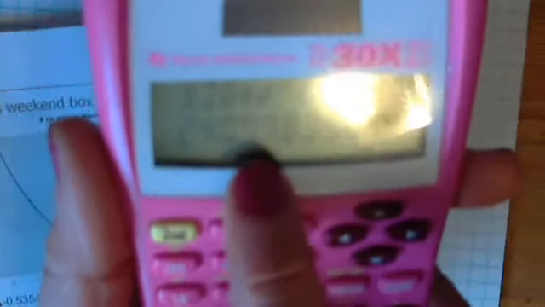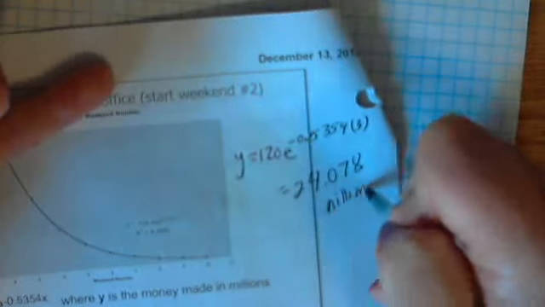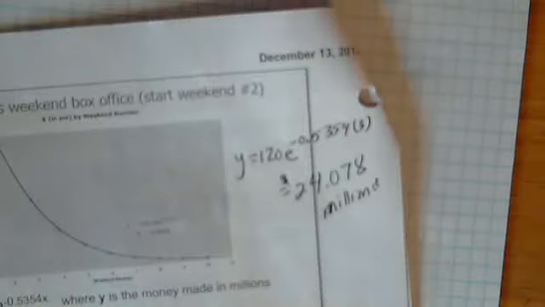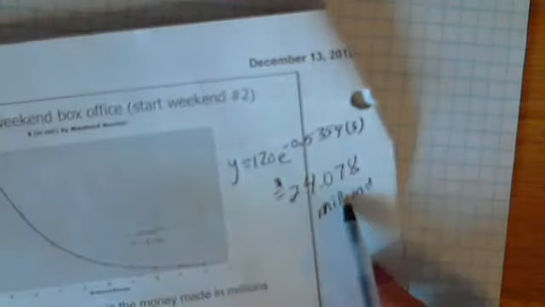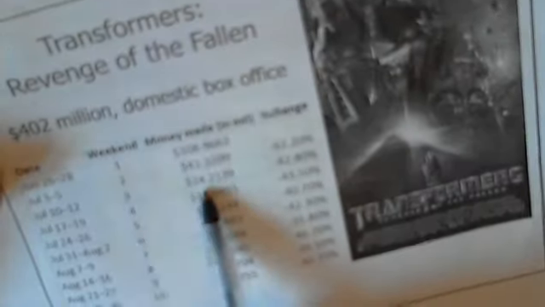24.078, rounding to the nearest thousandth. And this is in millions of dollars. Alright, now if I go back to the chart on the previous page, let's remember this number, about $24 million, and I go to weekend 3. It is indeed around $24 million. So that's a pretty good model so far. It's actually predicted the week 3 earnings pretty closely.